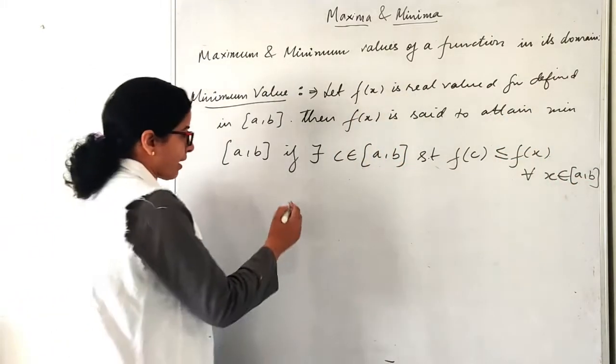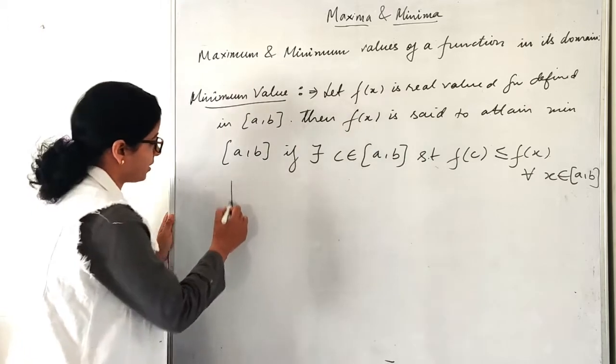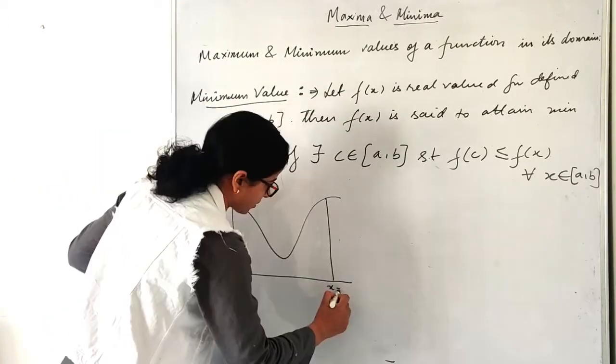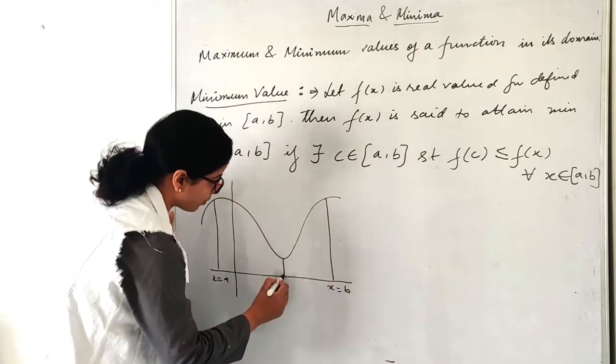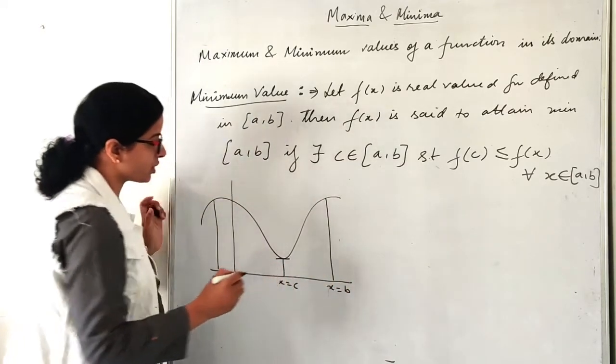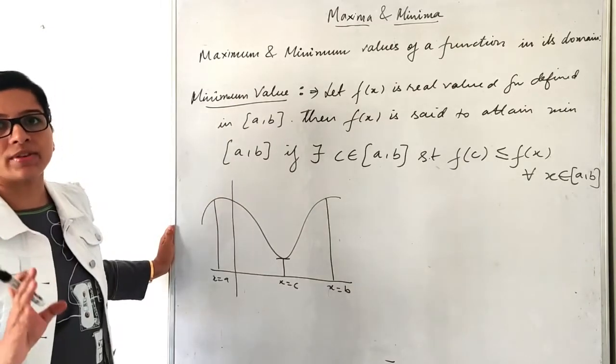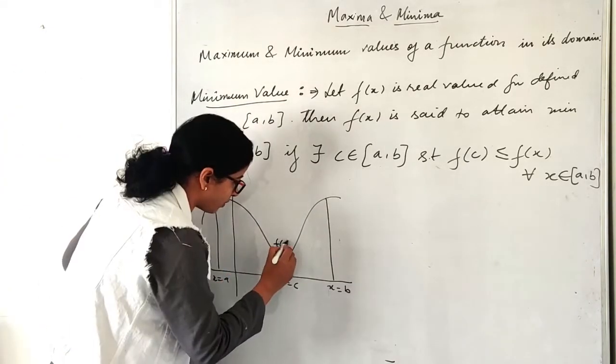So let us take the graph of this function. It will be more evident. Say for example, this is my graph. This is x is equal to a, x is equal to b, and this is the point c where my function attains the minimum value, right? For all x belongs to closed interval [a, b], this value will be f(c).